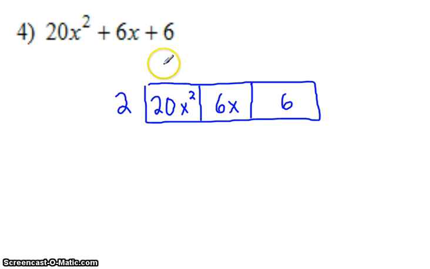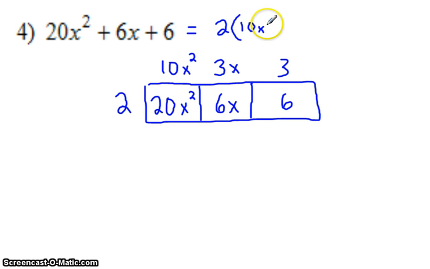Alright, 2 times what gives me 20x squared? Well, that would be 10x squared. 2 times what gives me 6x? That would be 3x. And 2 times what gives me 6? That would be just plain old 3. So my final answer in factored form is 2 times the quantity 10x squared plus 3x plus 3. Alright, and you can always tell if you've got 3 terms here, you're always going to have 3 terms there. Alright, next.